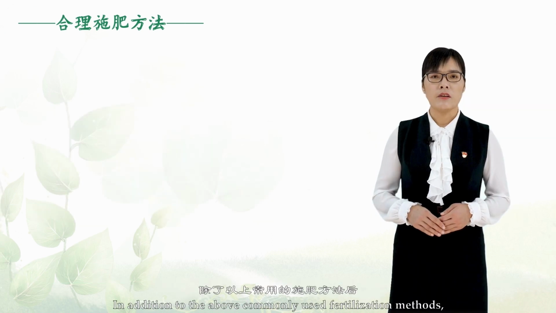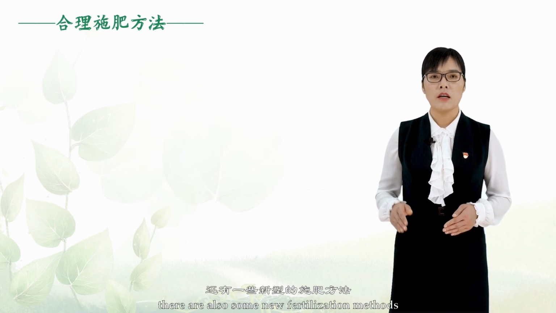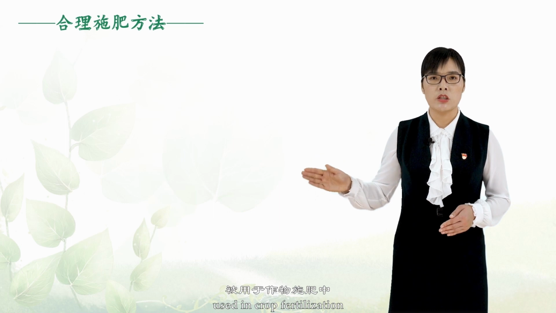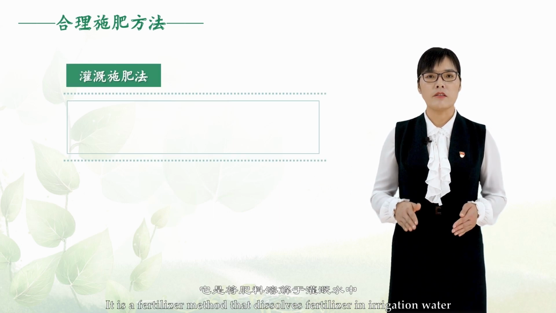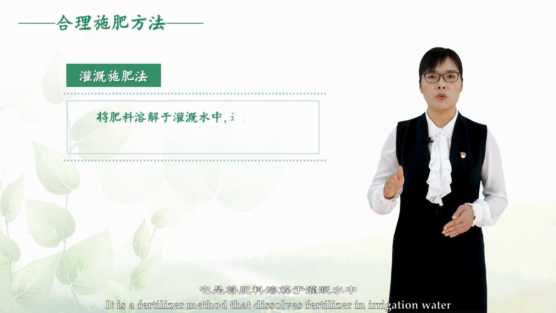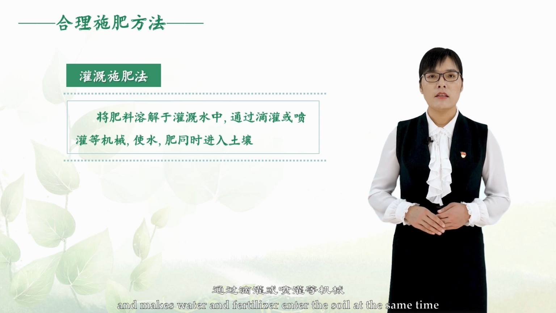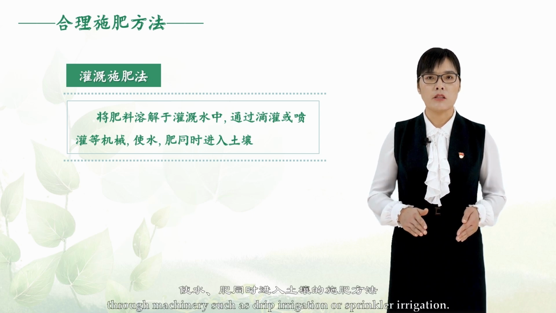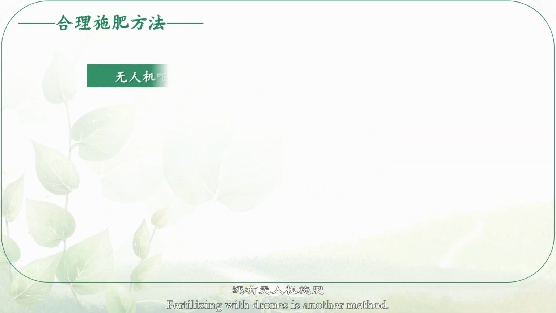In addition to the above commonly used fertilization methods, there are also some new fertilization methods used in crop fertilization, such as irrigation and fertilization method. It is a fertilizer method that dissolves fertilizer in irrigation water and makes water and fertilizer enter the soil at the same time through machinery such as drip irrigation or sprinkler irrigation.